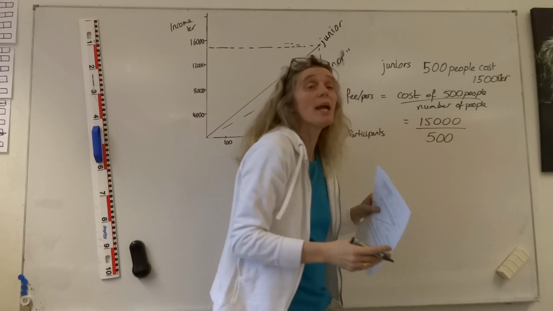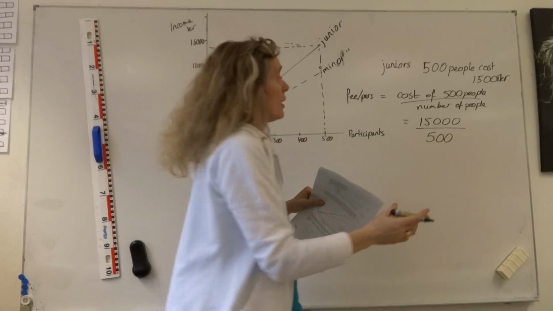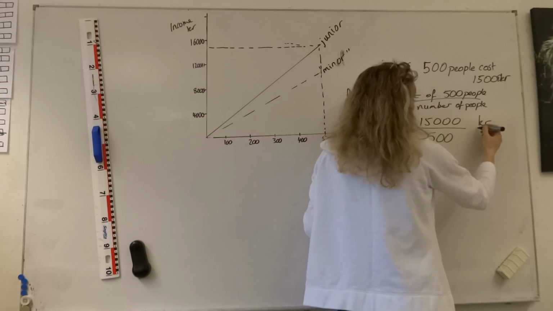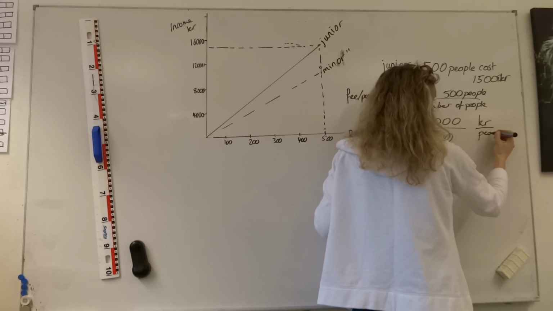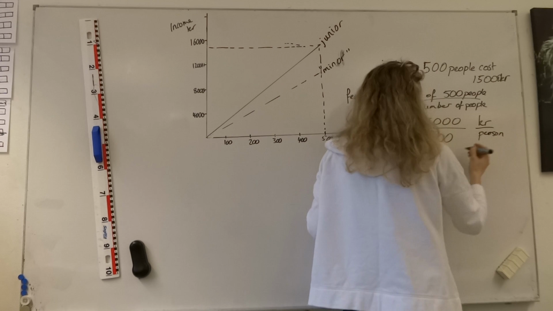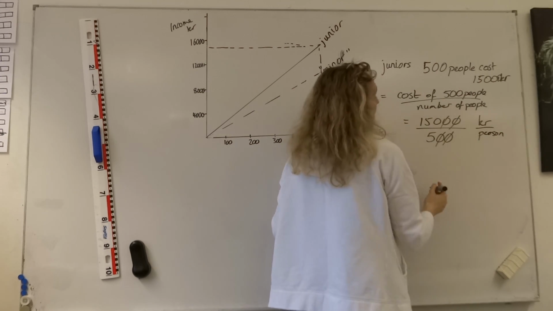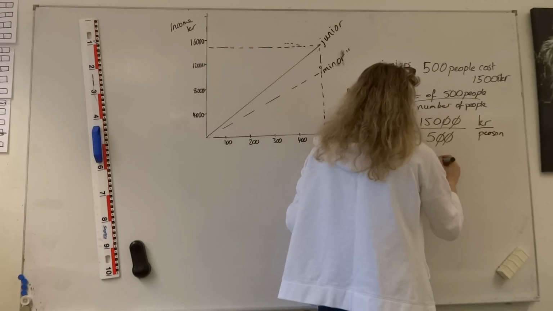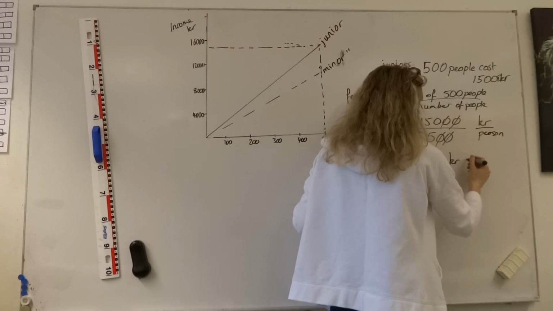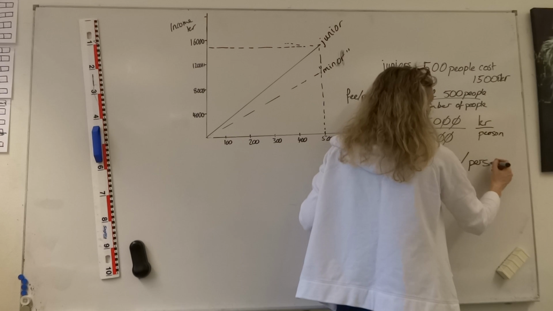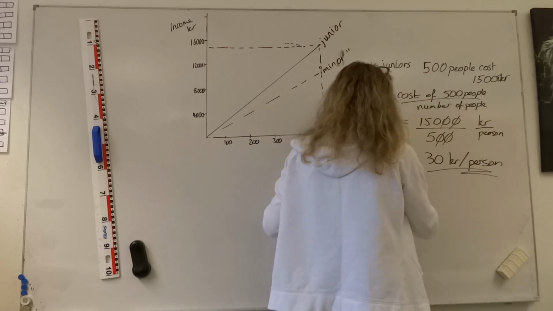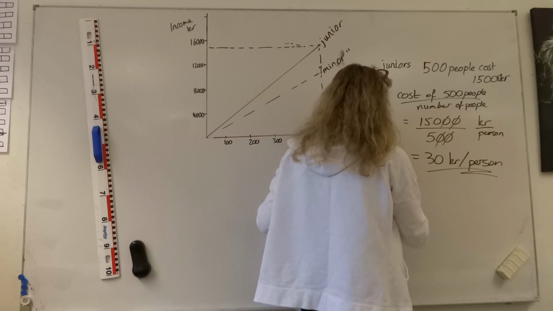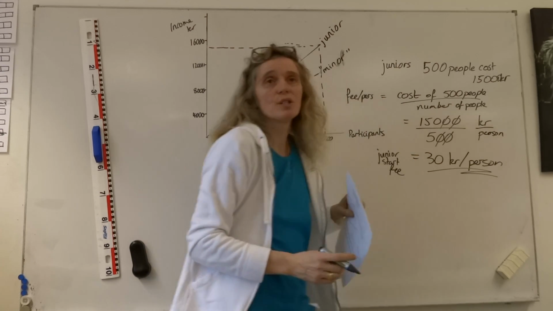How can we know we're right? By putting our units in. The number here is in kroners, and the number here is in people, or persons. So we'll get an answer. The zeros cancel. We get 150 divided by 5. It gives us 30. 30 what? Kroners per person. So we know that the junior start fee is 30 kroners per person.